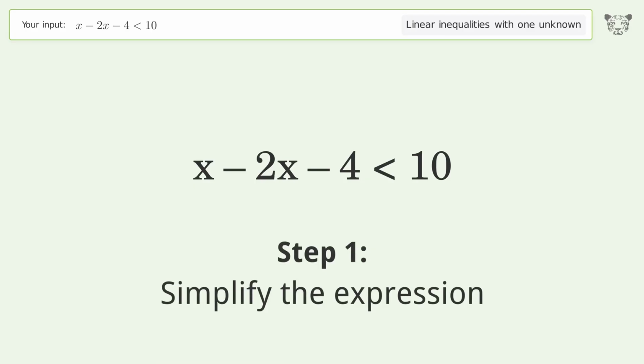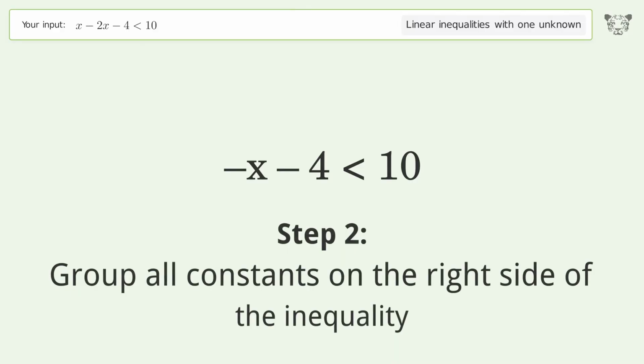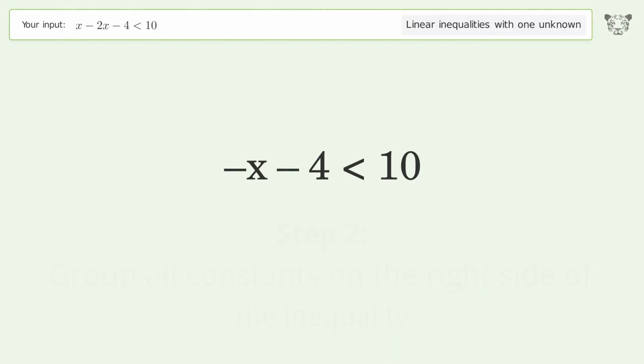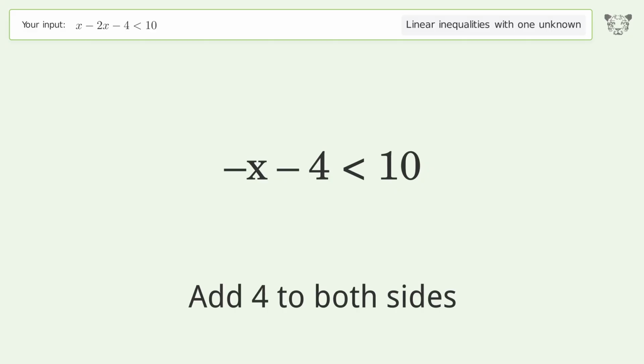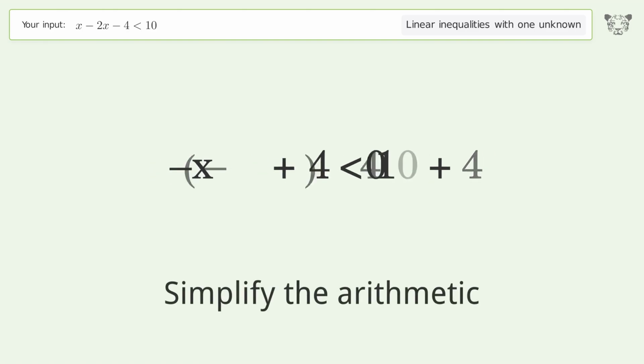Simplify the expression. Combine like terms. Group all constants on the right side of the inequality. Add 4 to both sides. Simplify the arithmetic.